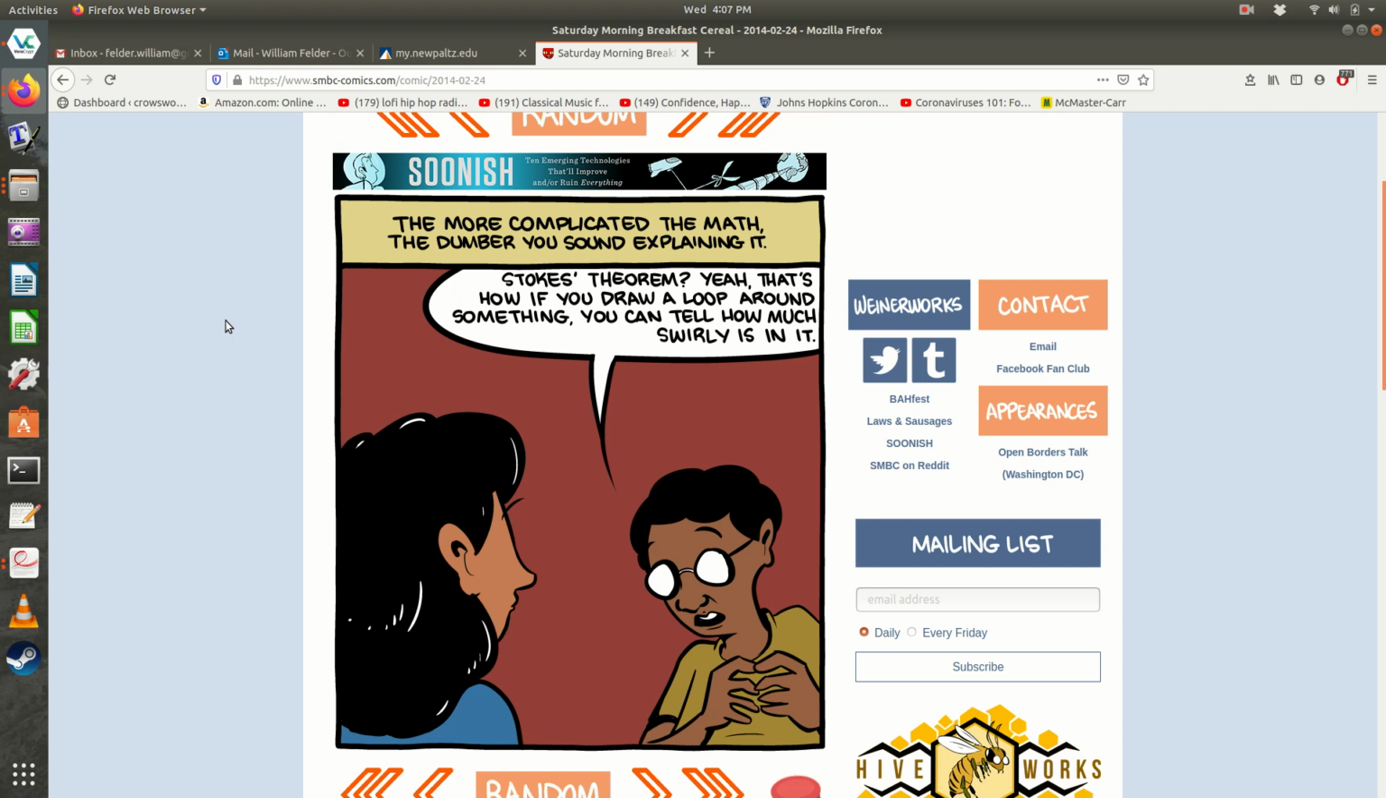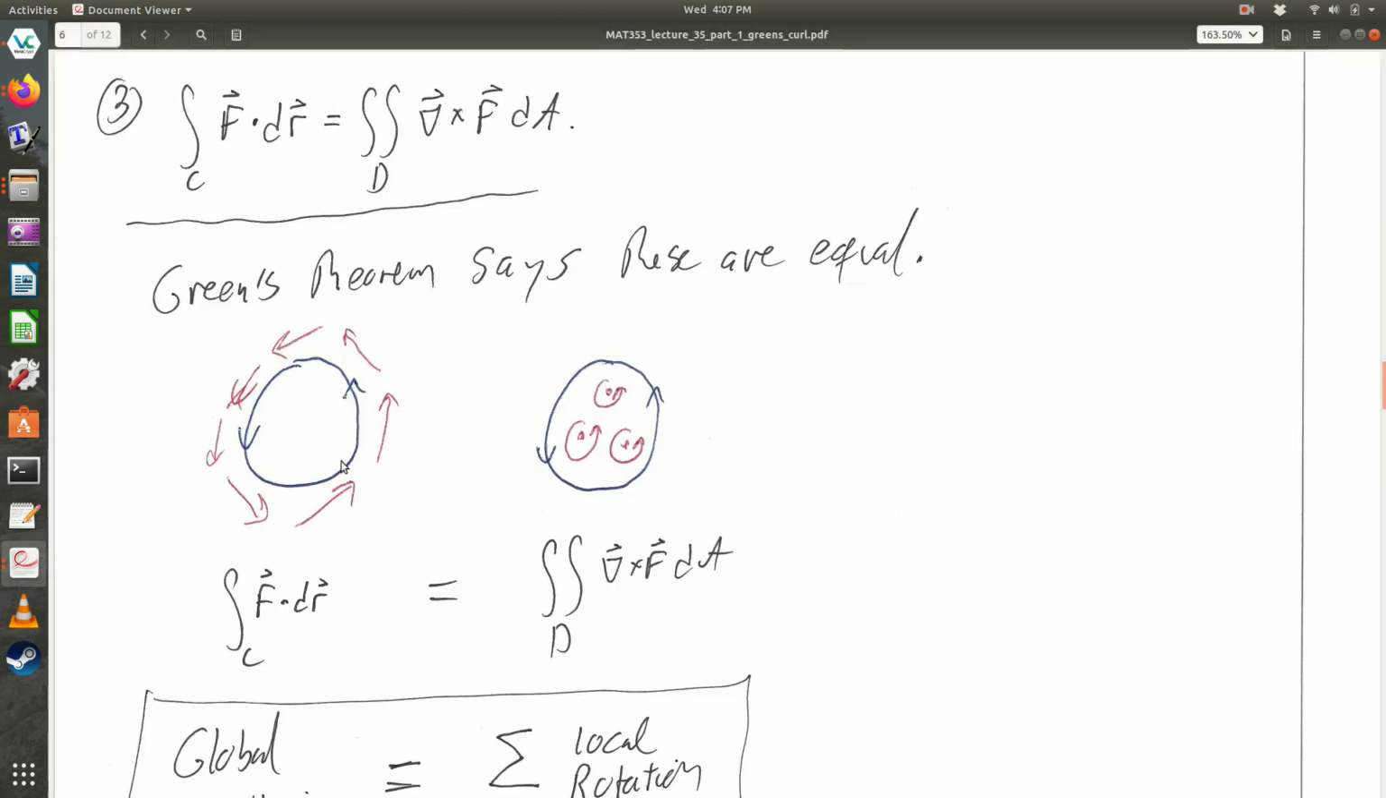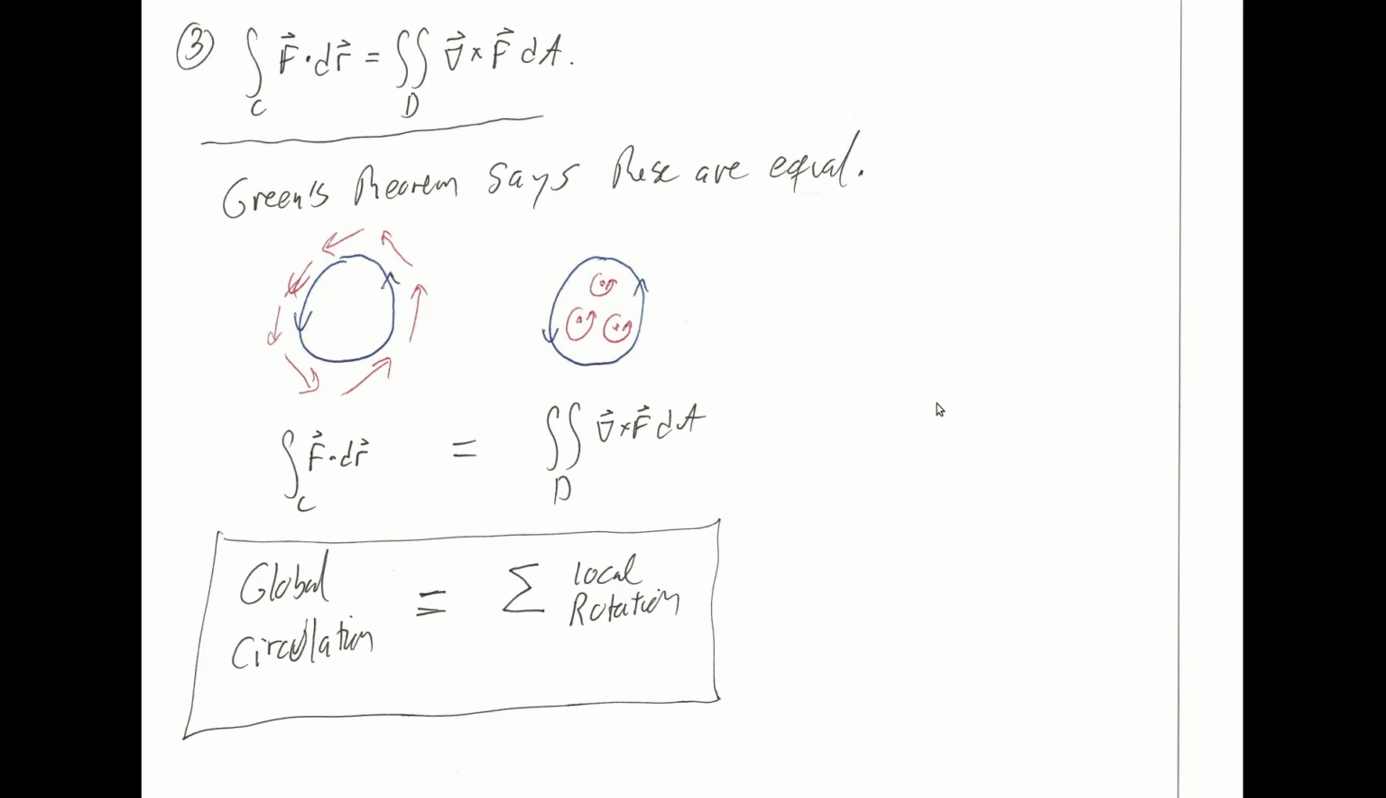Stokes' theorem is the three-dimensional version of Green's theorem curl form. So what he's saying here is a theorem that's covered in Stewart, but we're not quite going to cover it in this course. But this is Stokes' theorem. "Yeah, that's how if you draw a loop around something, you can tell how much swirly is in it." And that is exactly what we are doing here. We have drawn a loop around a region, and that's allowing us to tell how much swirly is inside of that region. Again, we're doing it for flat regions, and you can do it with more general regions via Stokes' theorem.